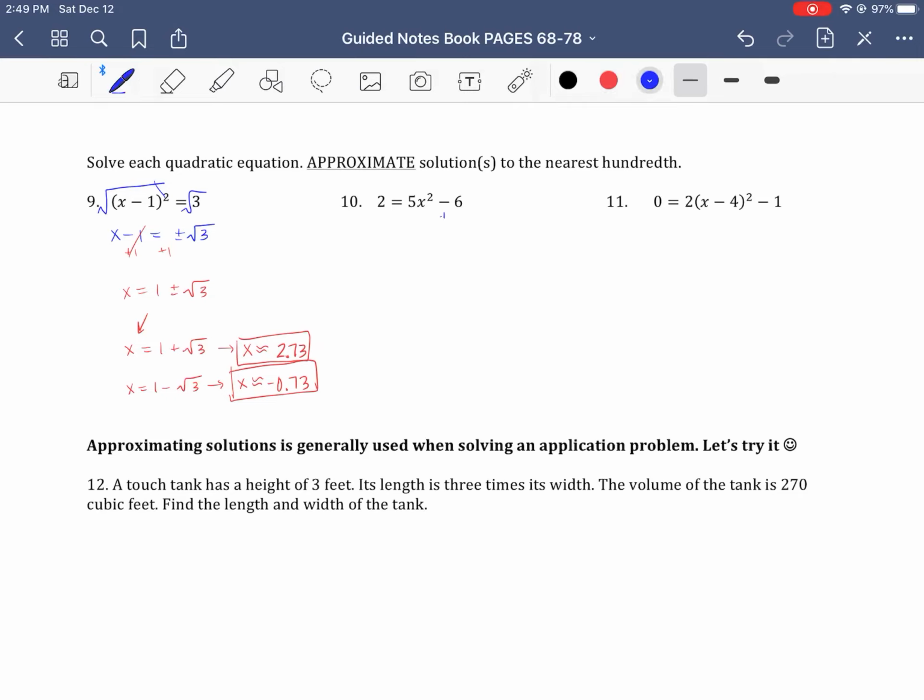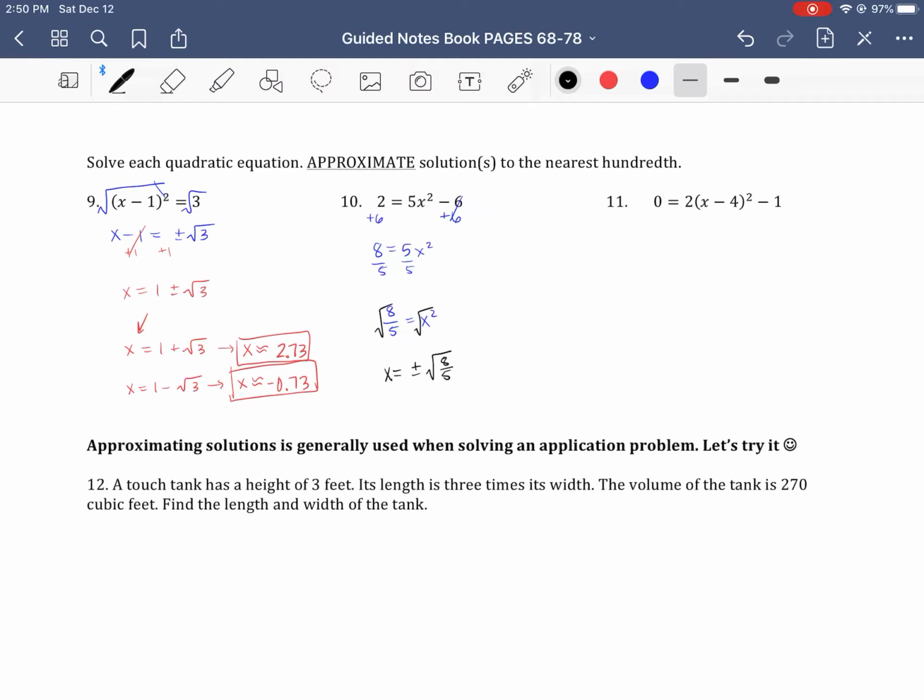Let's do one more of those. This middle one, number 10, we're going to add 6. Add 6, we're trying to get the x squared by itself, so we get 8 is equal to 5x squared. Again, I'm getting x by itself, so I'm going to divide by 5, and I get x squared is equal to 8/5. To get rid of the squared, I take the square root of both sides. And because I'm going to approximate, I don't need to simplify the radical.